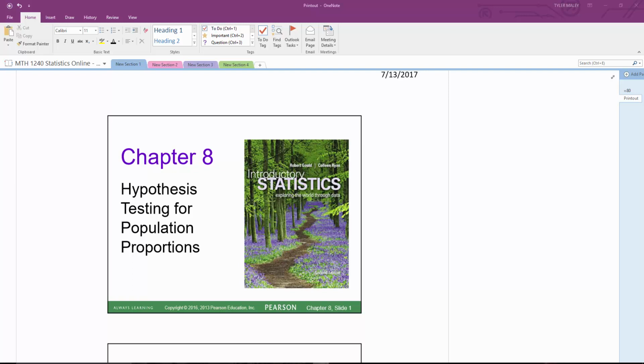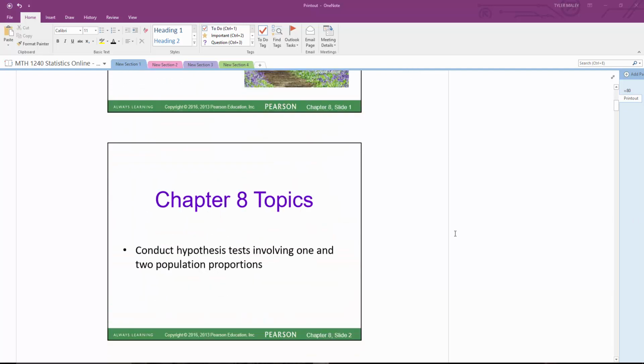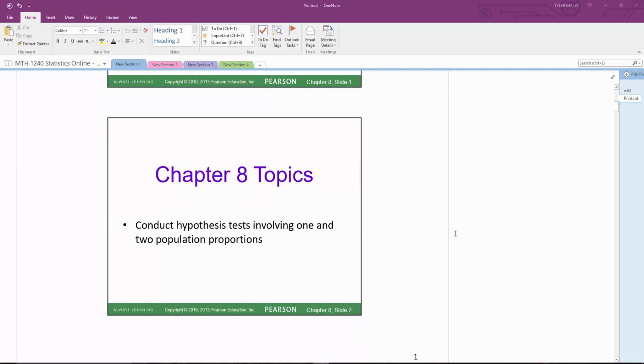Alright, so ready to start chapter 8 here. So we have chapter 8 to do, and then chapter 9, and then we're finished with the class, right? So chapter 8 is hypothesis testing for population proportions. The main topic here for chapter 8 is being able to conduct what we call hypothesis testing involving 1 and 2 population proportions, right?